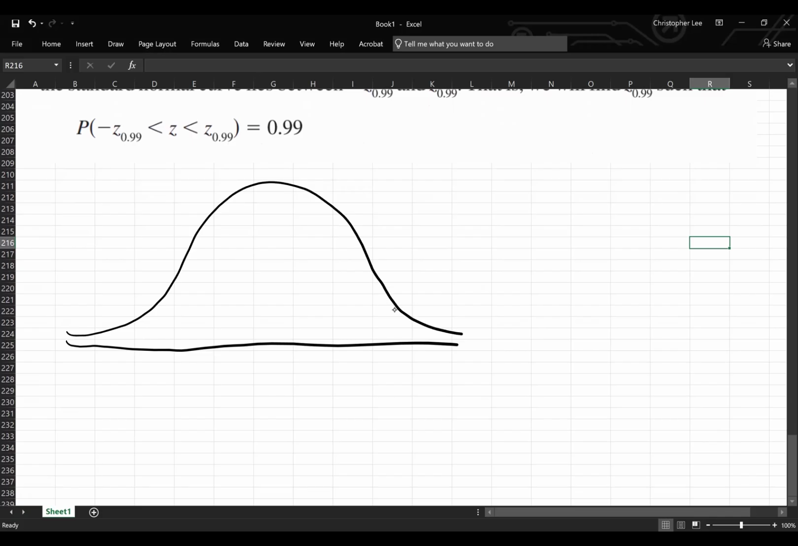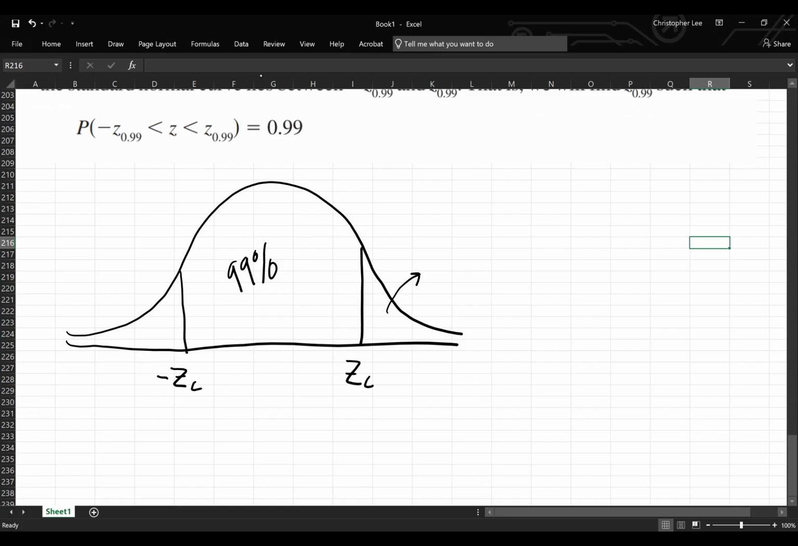Imagine I have a bell-shaped curve as such. What I'm telling you is that there's a negative Z critical value here, and there's a positive Z critical value here, such that in the middle, this is 99%. And all we have to do is just look it up. Simple, right? Let me ask y'all a really hard question. If in the middle is 99%, how much is this?